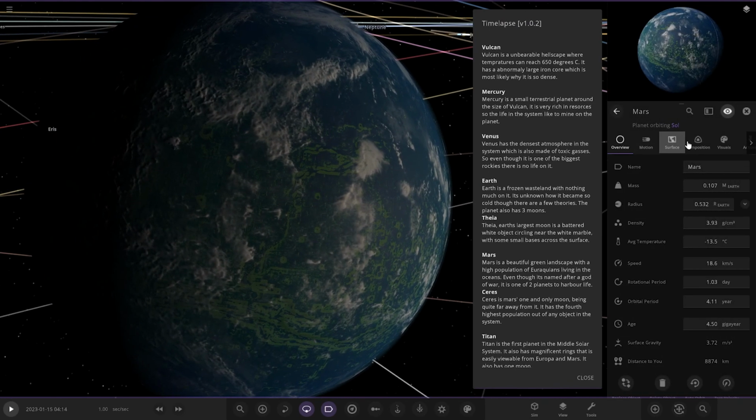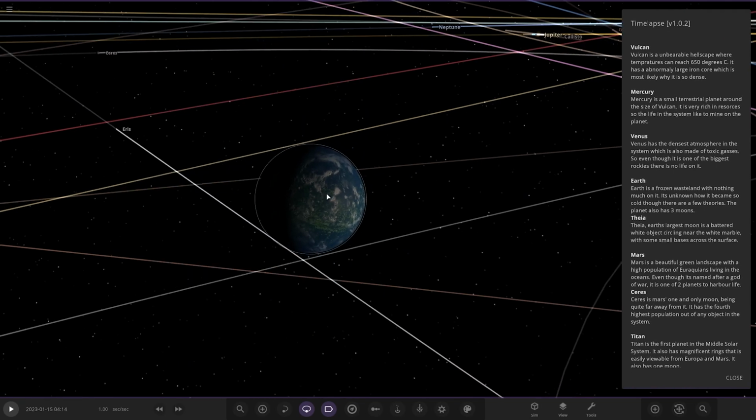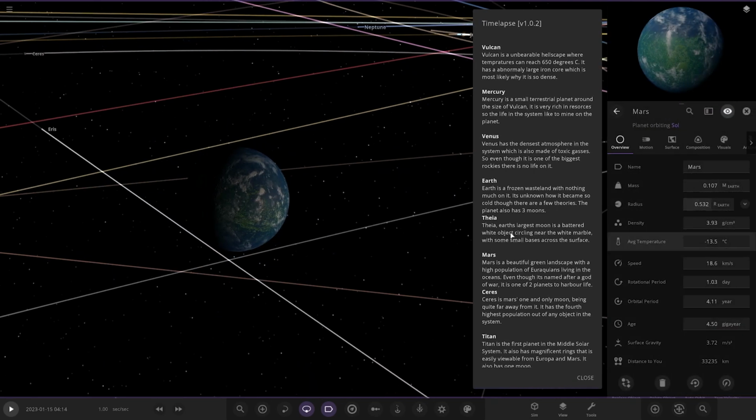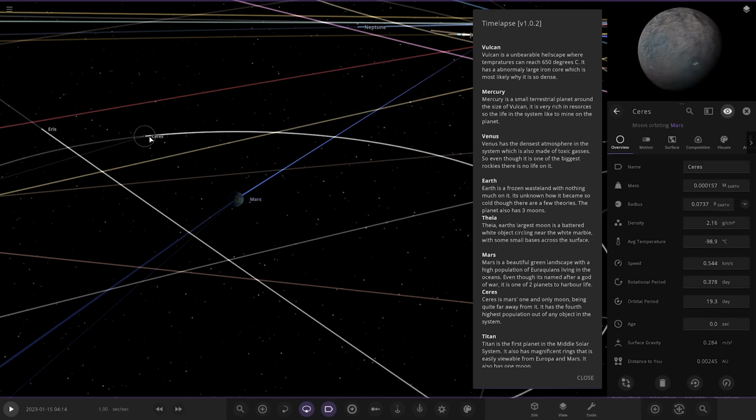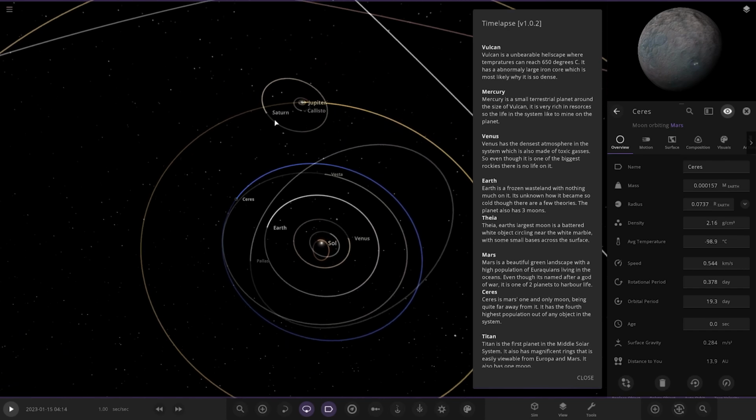So, look at its stats here. 77 and 61, but remember, it is smaller than the Earth. So, there you go. It has one moon, Ceres, orbiting. So, it's interesting how Mars has picked up Ceres.